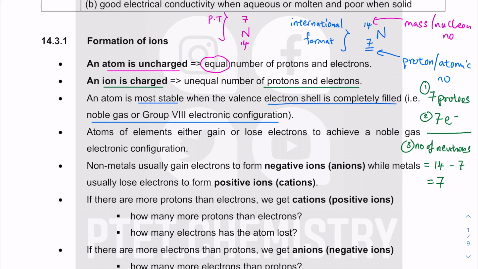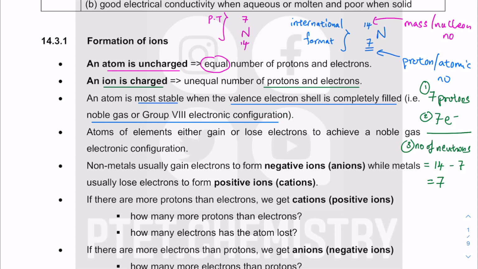The valence shell is completely filled. Okay, so the outermost shell, the valence electron shell, is completely filled. That is when the atom is more stable. That's why noble gases, or group 8, with a completely filled outer shell have a very stable electronic configuration.